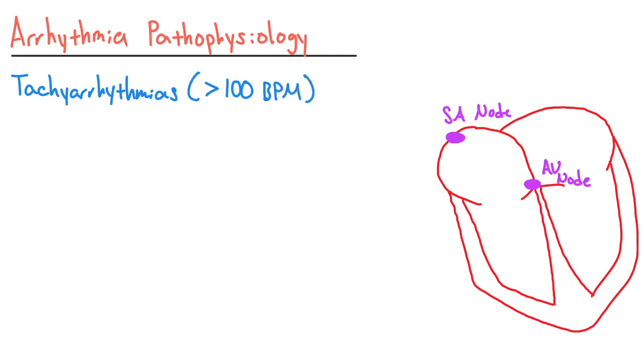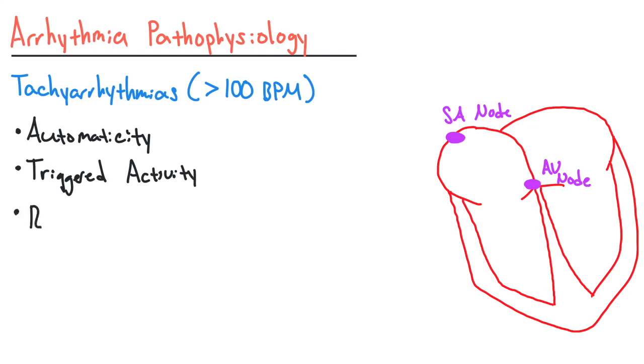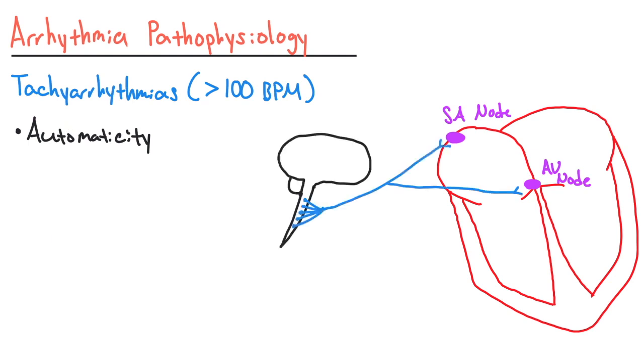The three main causes of tachyarrhythmias, or underlying pathophysiology of tachyarrhythmia, are automaticity, triggered activity, and finally reentry. Let's first take a look at automaticity. Tachyarrhythmias caused by issues with automaticity tend to arise here.